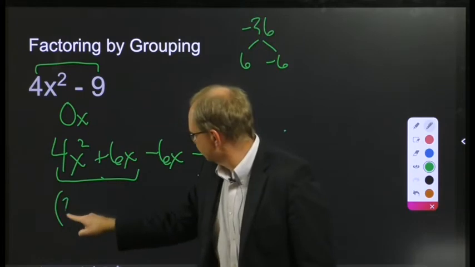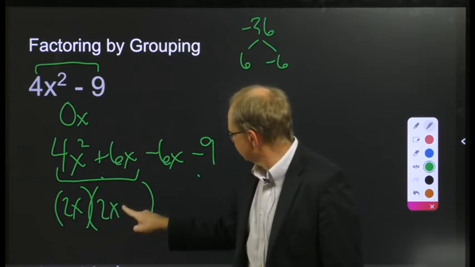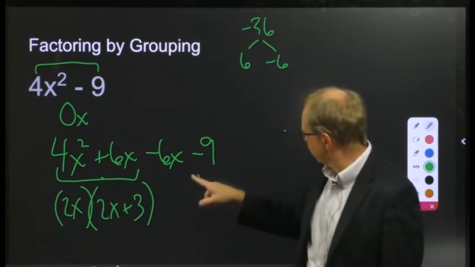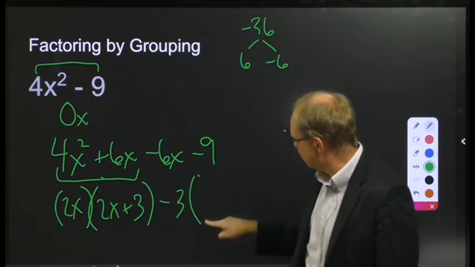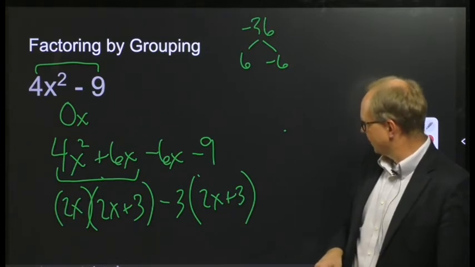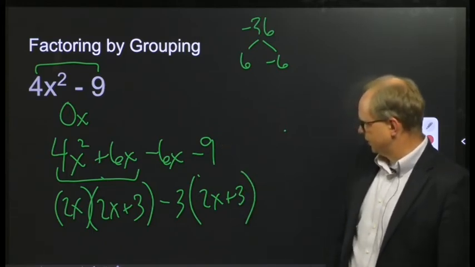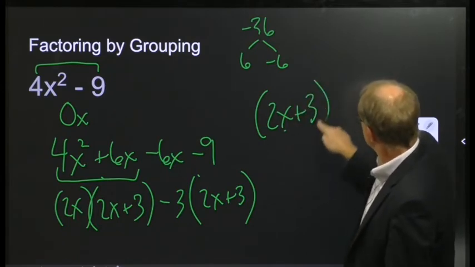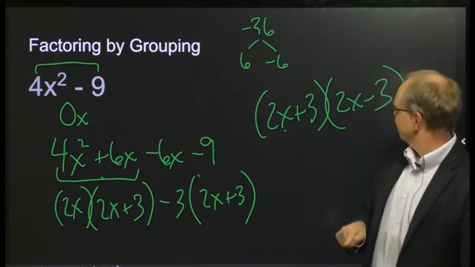Same deal. So this is going to be what? 2x times 2x plus 3, yes? Yep. And then for this one, we've got another negative in common to both, plus the negative 3 times 2x plus 3. 3 times 2x gives us 6x, negative, of course. Negative 3 times 3, negative 9. Bingo. 2x plus 3 is common to both. So we have 2x plus 3 times, what's remaining here? 2x minus 3.